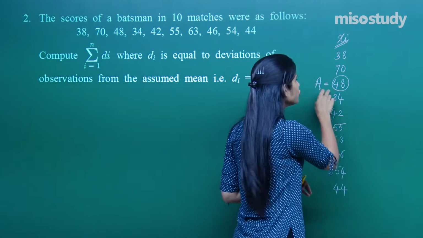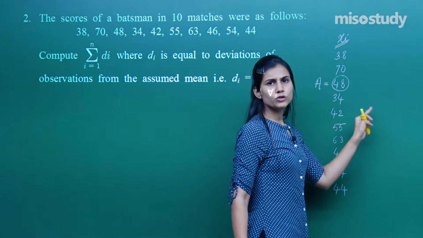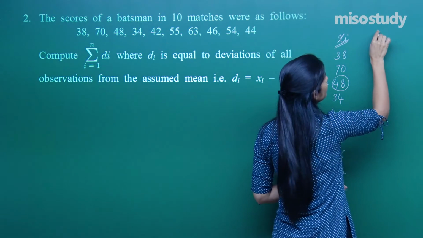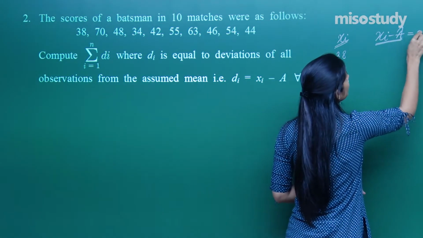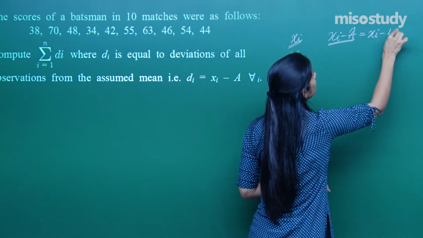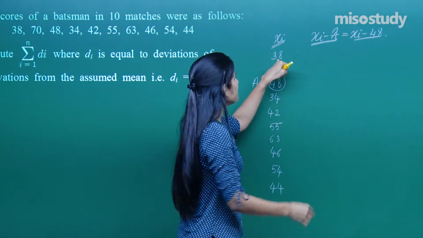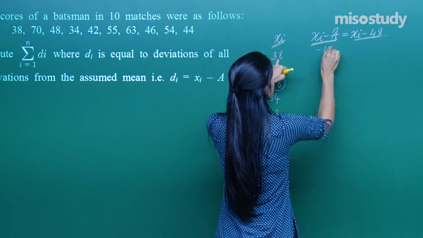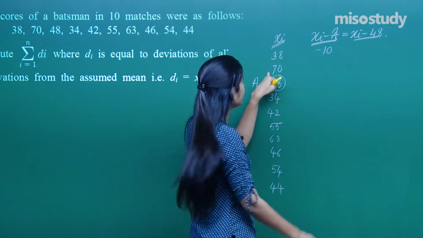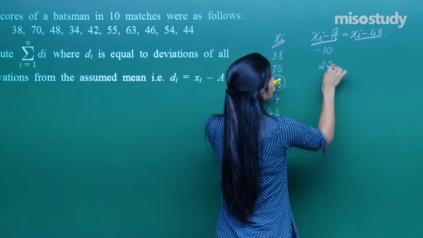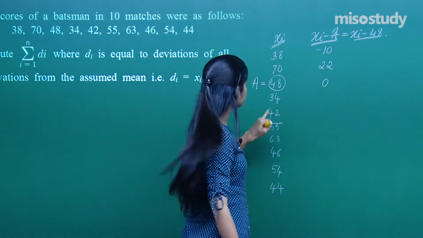Fine. If I have chosen 48 as my assumed mean, because every xi is very, very close to 48, as you can see, next would be calculating deviations of xi from the assumed mean. 38 minus 48 gives me minus 10. 70 minus 48 gives me 22. 48 minus 48 gives me 0.